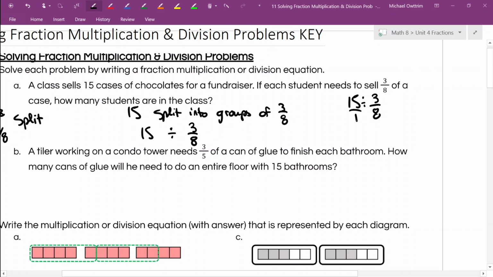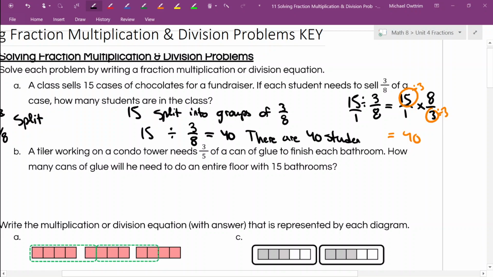We're going to write our 15 as 15 over 1, and we're going to use our multiply by the reciprocal trick. So keep your first fraction, change divide to multiply, and flip the second fraction to make the reciprocal. 15 and 3 simplified by 3. That'll give us just 1s on the bottom. 15 divided by 3 is 5, and 5 times 8 is 40. So we'll say 15 divided by 3/8 is 40, and there are 40 students in the class.